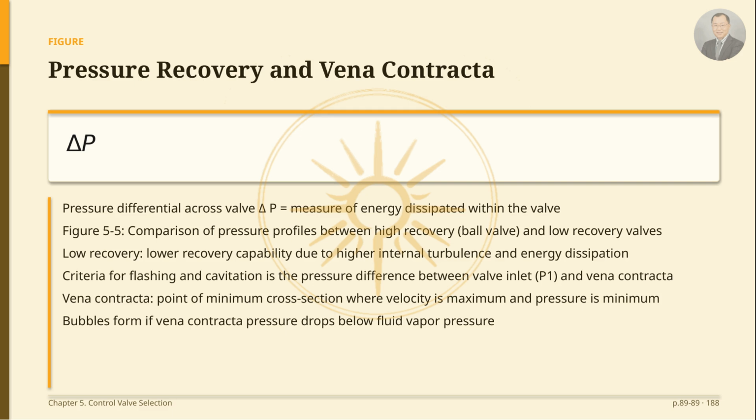The vena contracta is the reduced cross-section point where the fluid passes fastest and pressure is lowest. If the pressure at this point drops below the vapor pressure of the fluid due to increased velocity, bubbles begin to form in the flow stream.